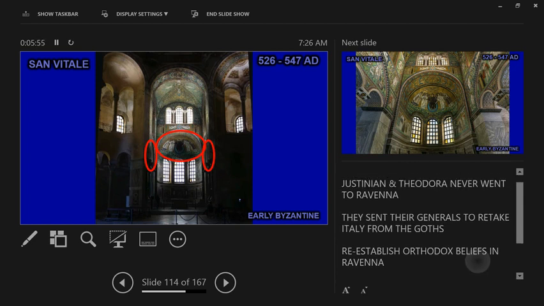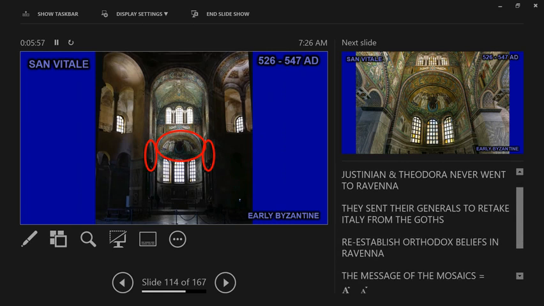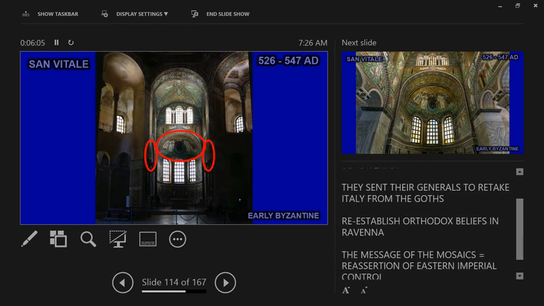They are of Justinian and Theodora, who are the emperor and the empress of the Byzantine Empire. This church is in Ravenna, which is close to Venice in Italy.